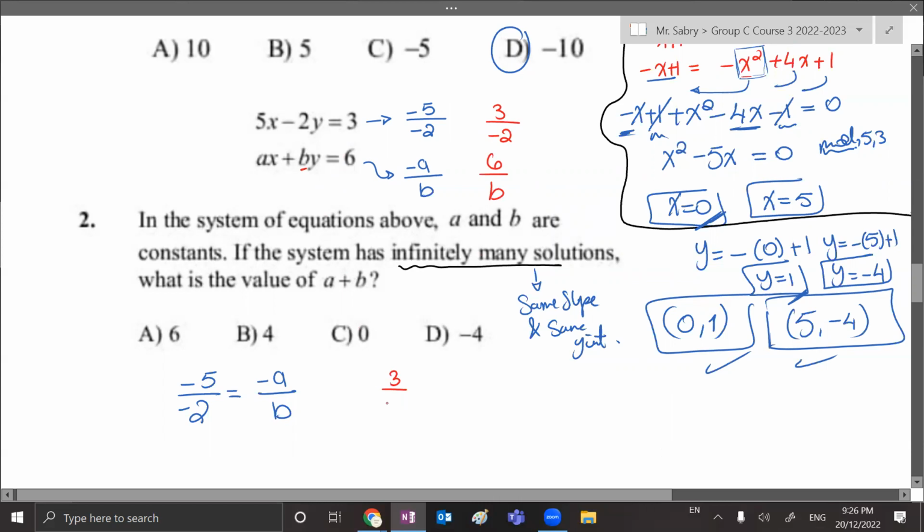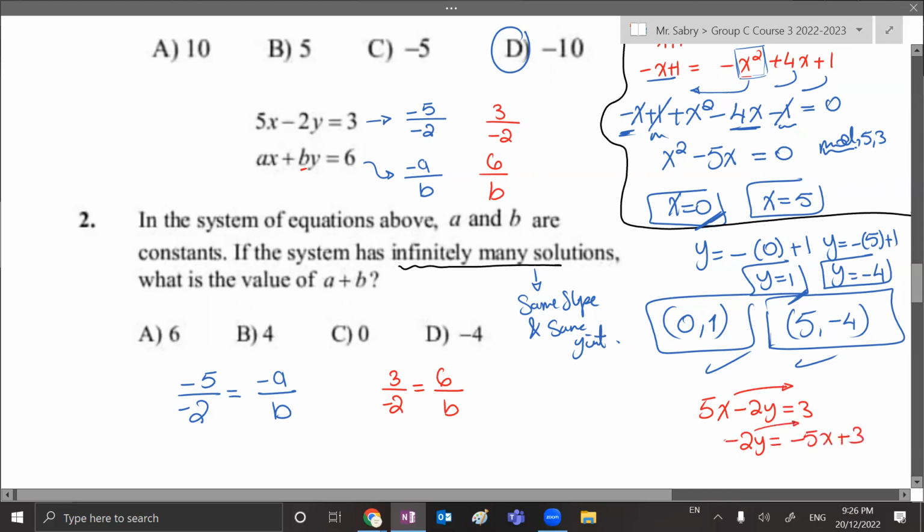Why negative A? The slope is always negative the number next to the x over the number next to the y. Let me show you an example. So let's say you have 5x minus 2y equals to 3. If I need to actually find the slope using the slope intercept form, I should move this 5 to the other side. So it will change its sign. It will become negative 5x plus 3.